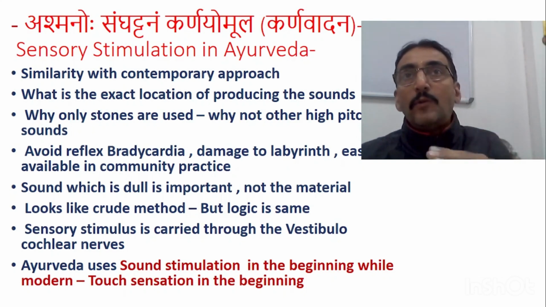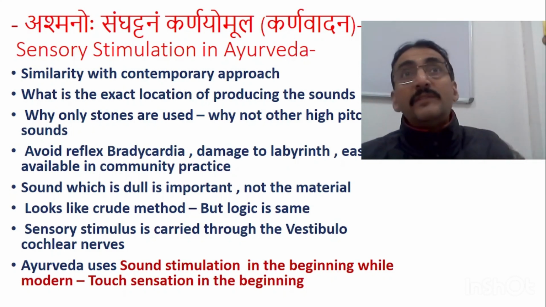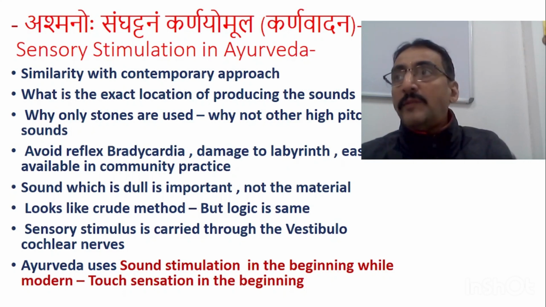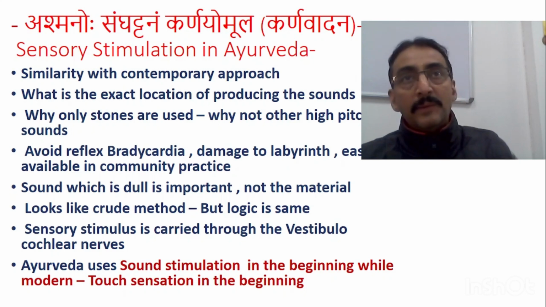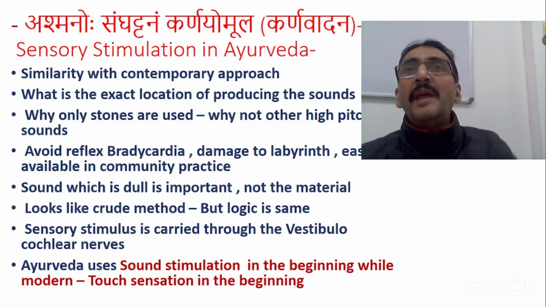Exact location where you have to produce the sound, or where you have to keep the stone after producing the sound. Okay. Now why only stones are used? Of course, this is a big question. It looks a very crude method, sir. Why we have to only use the stone? Yes. Stones are used with a particular intention. It gives a message that you should not produce a very sharp sound. I can use a metal also, but if you use the metal, it produces a very sharp sound and it can damage the labyrinth of the baby. Okay, so to give this message, Ayurveda says that always try to produce a dull sound.